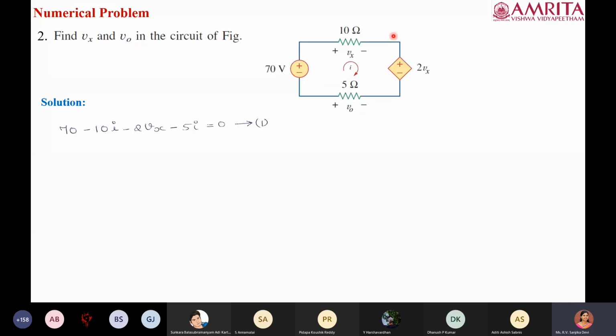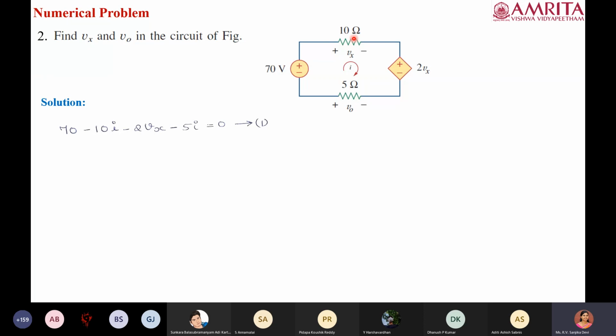I will repeat again. We mark the current direction, and because all the elements are in series, the same current flows through all of them. Let the current be I. The convention is that we go in one particular direction, and the polarity of each voltage will be the polarity from where we are coming out of that element. So for the first element, we are coming out of the positive terminal, so it is plus 70 volt.